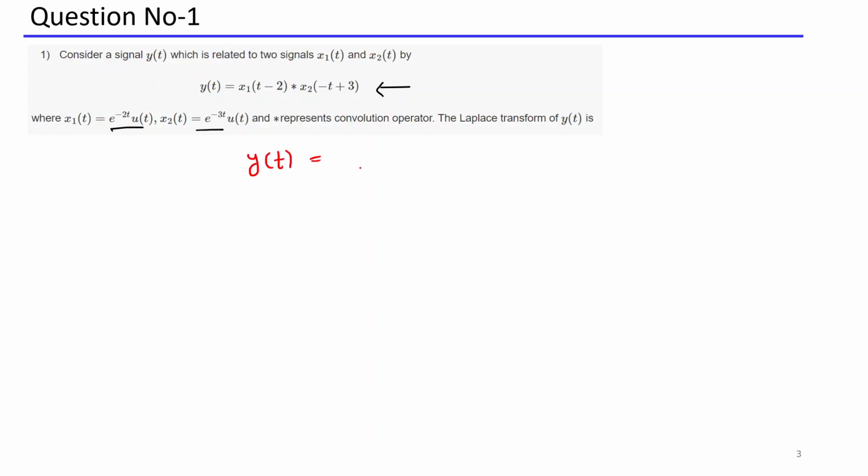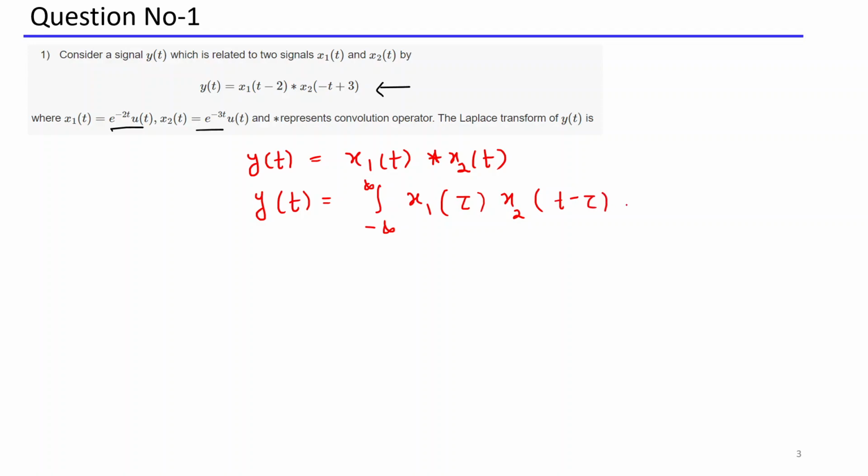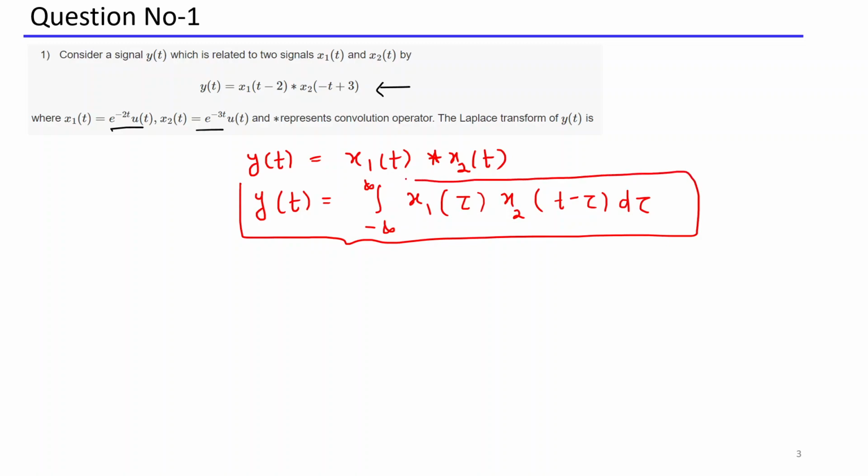Let's say y(t) equals x1(t) convolved with x2(t). So what is the output? I'm writing the steps, you just follow. y(t) is generally written as the integration from minus infinity to infinity of x1, and because it is under integration we have to change the variable, so x1(tau), then x2(t minus tau) d tau. This is the general definition of convolution. If two signals are convolved, you need to follow these steps.